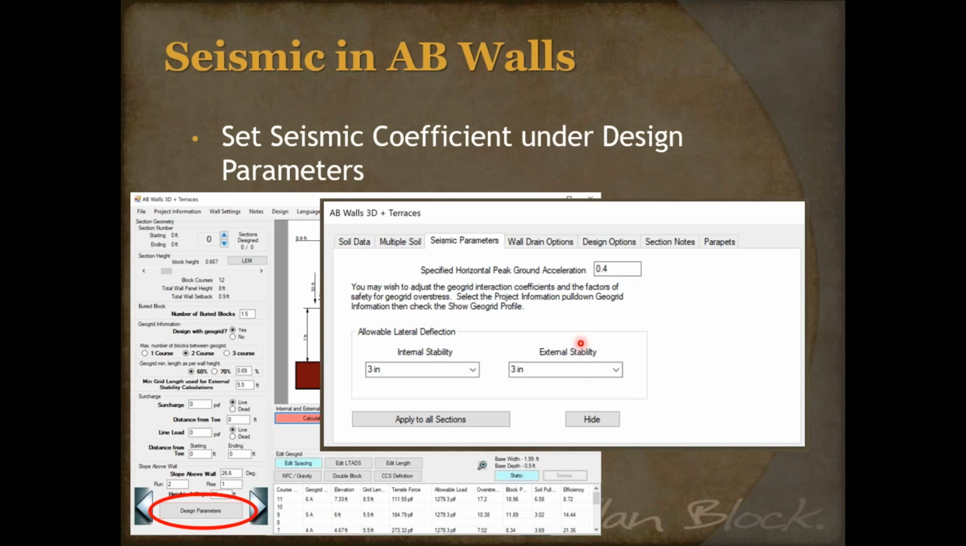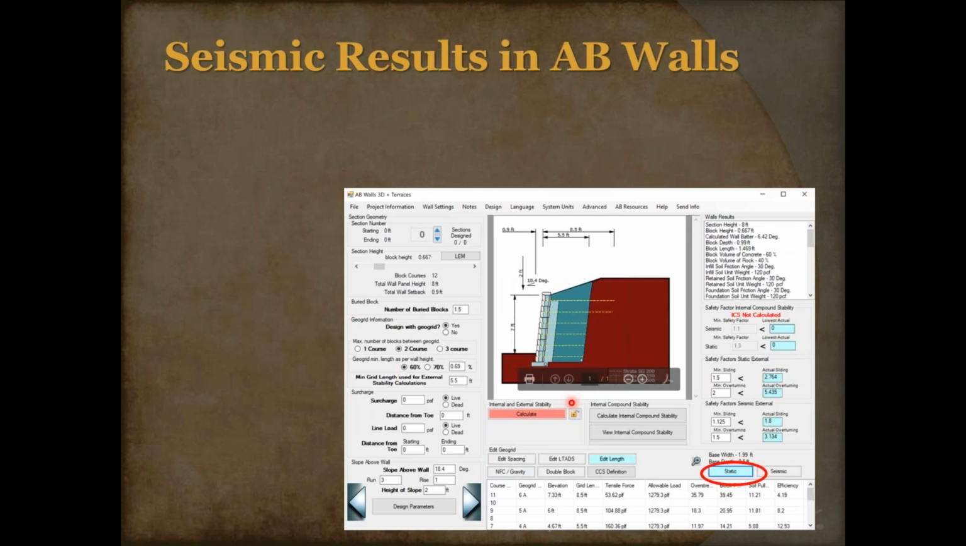You can go ahead and change that if you want. Now, I would never go more than 3 inches, but if you tighten that up, it's going to increase the pressure on your wall. You can see we default to the industry standard of 3 inches. Once you hit calculate, you always have your static conditions. We never ignore static. In your static conditions, we still look at sliding and overturning. We still look at grid overstress, block pullout, and soil pullout, so that internal analysis.